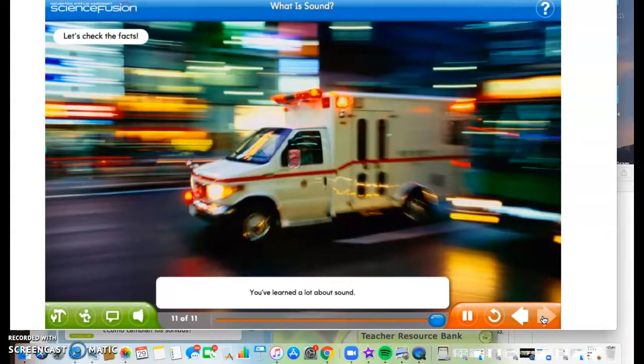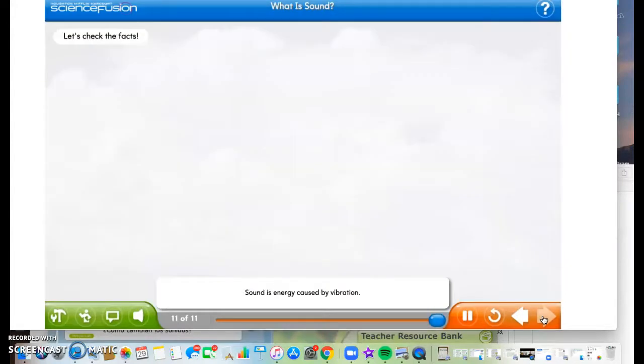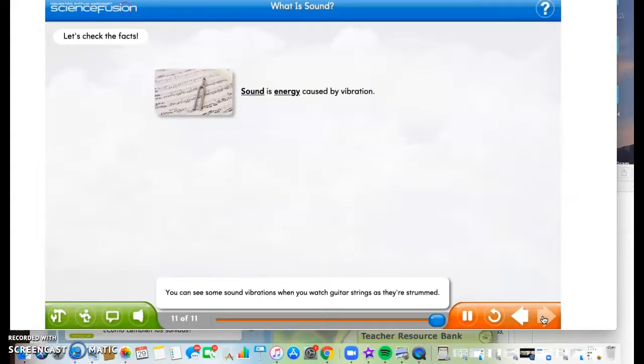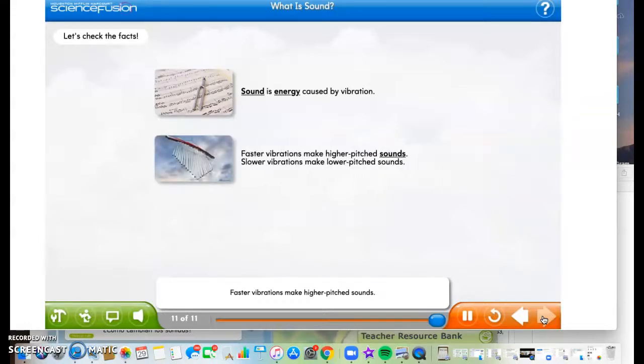You've learned a lot about sound. Let's review the main ideas from the lesson. Sound is energy caused by vibration. You can see some sound vibrations when you watch guitar strings as they're strummed. Faster vibrations make higher pitch sounds. Some examples of high-pitched sounds are a cricket chirping and a small bell ringing. Slower vibrations make lower-pitched sounds. Some examples of things that make low-pitched sounds are a tuba and a cow.